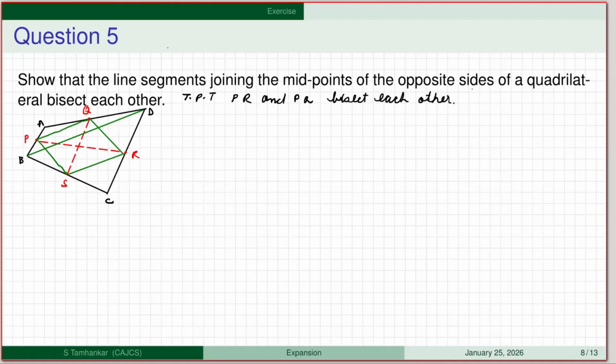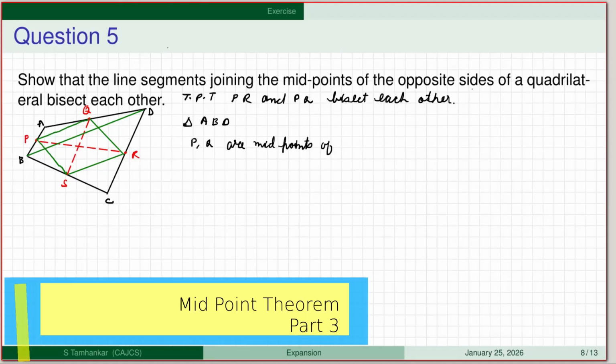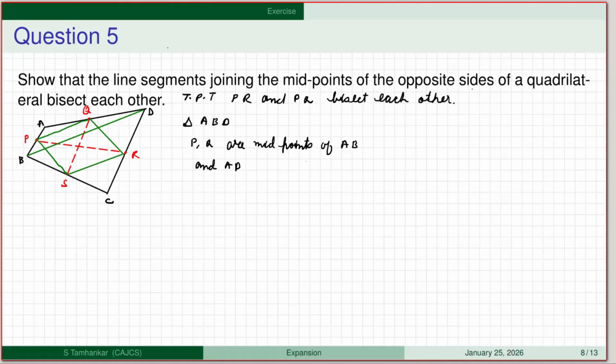So for that, what I'm going to do is consider triangle ABD. In triangle ABD, P and Q are midpoints of AB and AD. Okay, so what is the reason for that? This is given to us. Therefore, what does it tell you? It tells you that PQ is equal to half of BD, and it tells you that PQ is parallel to BD. And what is the reason for this? The reason is midpoint theorem.